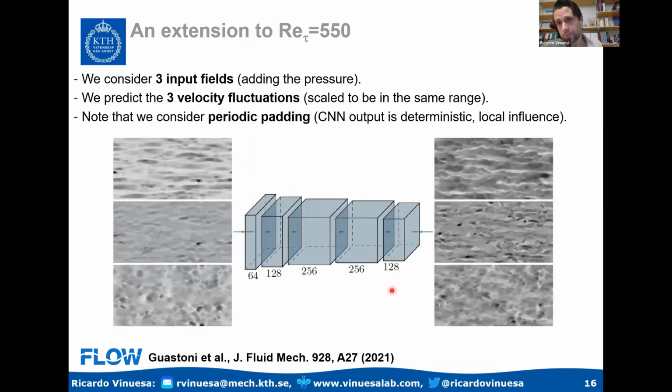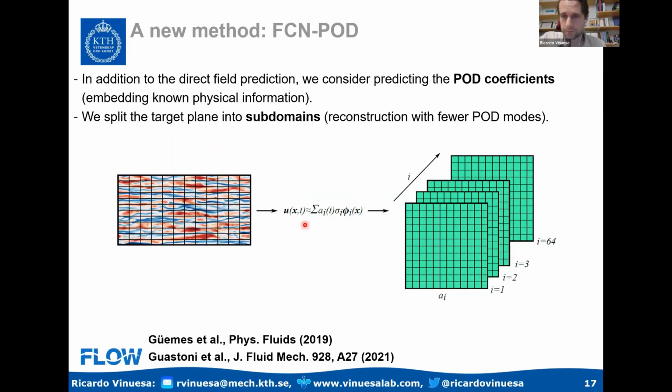This is the problem setup. On the left, I'm showing you the wall information, which is my input. And on the right, I'm showing you the velocity fluctuations above the wall, which are my output. This is shown at Re tau of 550, so at the high Reynolds number. And again, all the information is in this JFM reference, and you can see it at the bottom. Now, what I showed you so far was what we call the FCN method, fully convolutional network. So I use all the information at the wall to predict all the information above the wall.